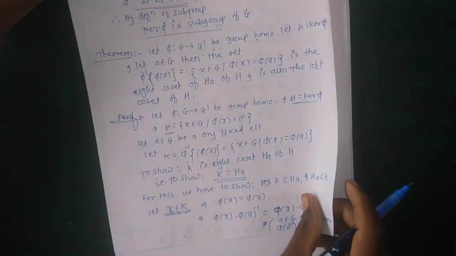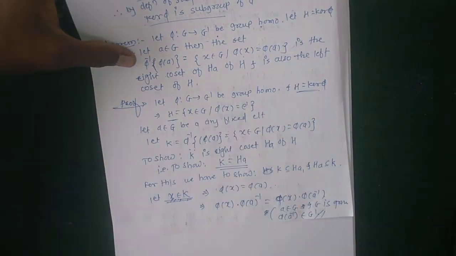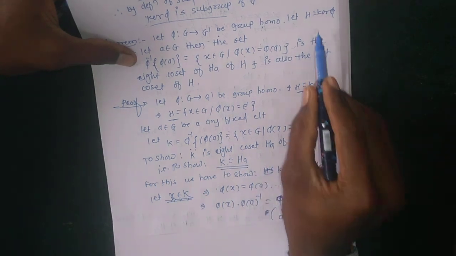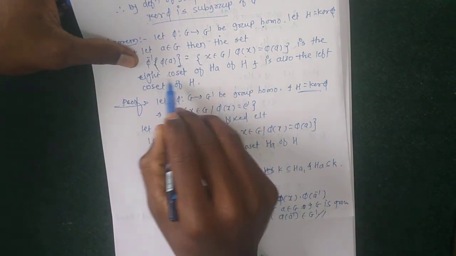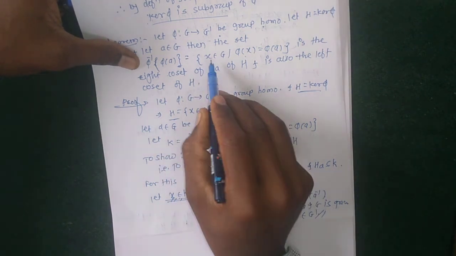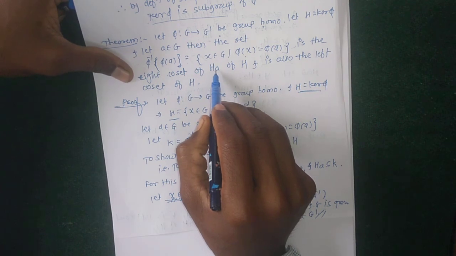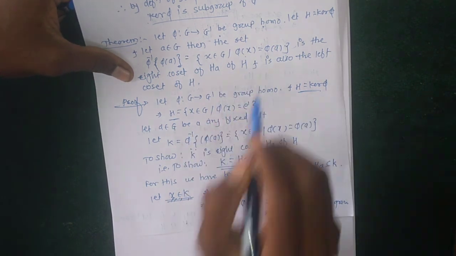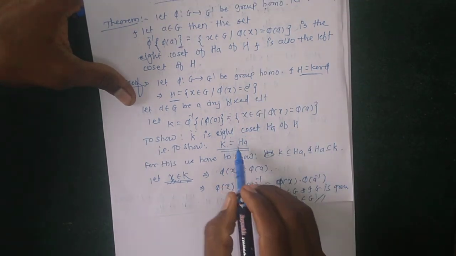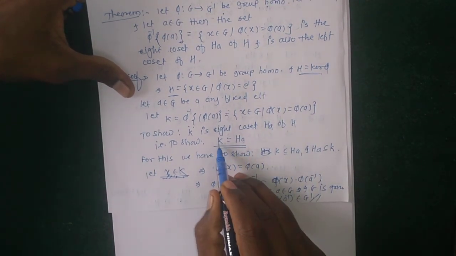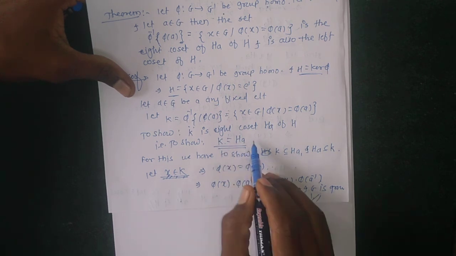How to prove this theorem? We only choose the given set, which has the name K, and H equal to kernel phi is given, and we have to show that this set equals the right coset and left coset. Okay, this set is equal to the right coset HA and the left coset AH of H. How to show this? Only to show that K equal to HA, choose one element from K, and then show that this element belongs to HA, then K is a subset of HA.